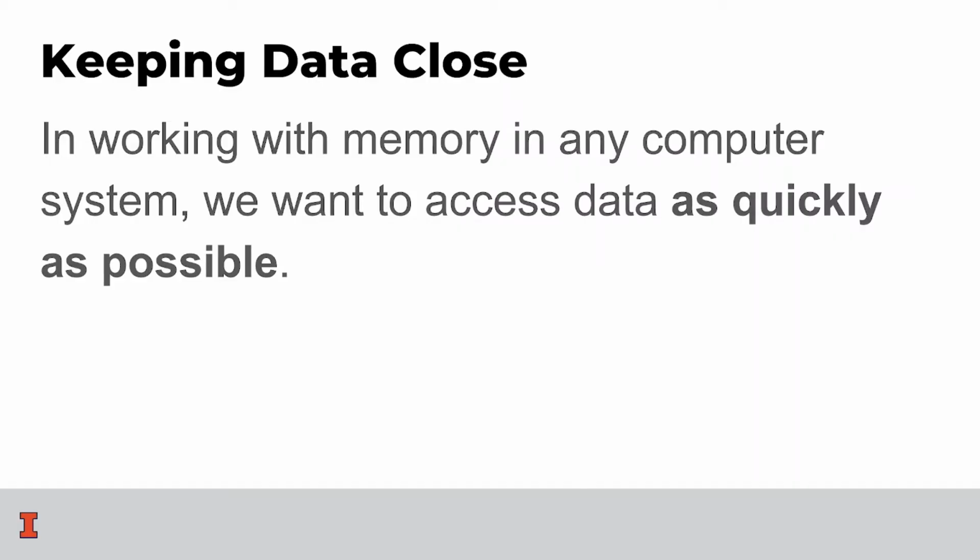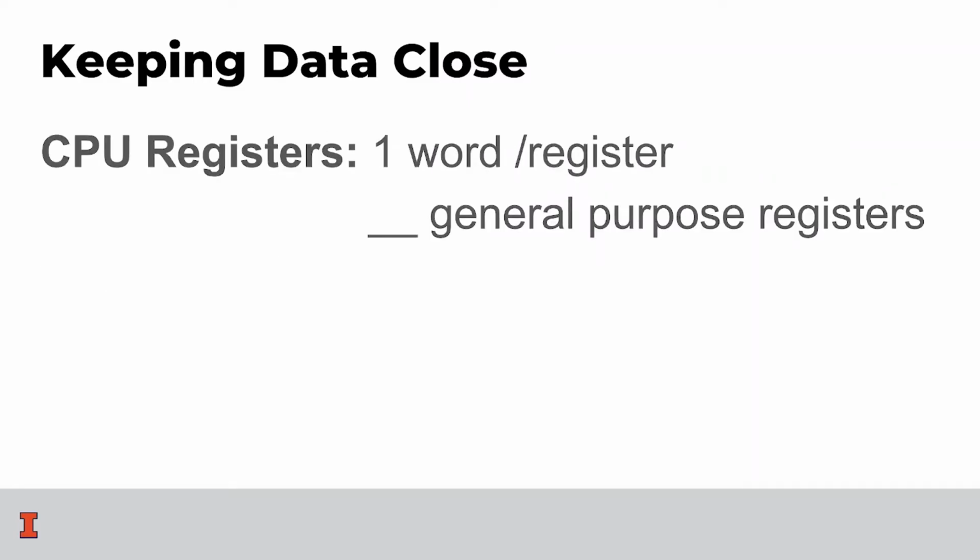So there is this idea inside of a system that we have optimized the computer around the idea that we want to keep data close. When working with memory in any computer, we want to access data as quickly as possible. We want the data to be as close to the top of that hierarchy, as close to CPU registers as absolutely possible. And just to reinforce what we just talked about, a CPU register has only 1 word per register. This idea of a word is a concept you're going to hear a lot in systems. And a word is just the length of the CPU architecture.